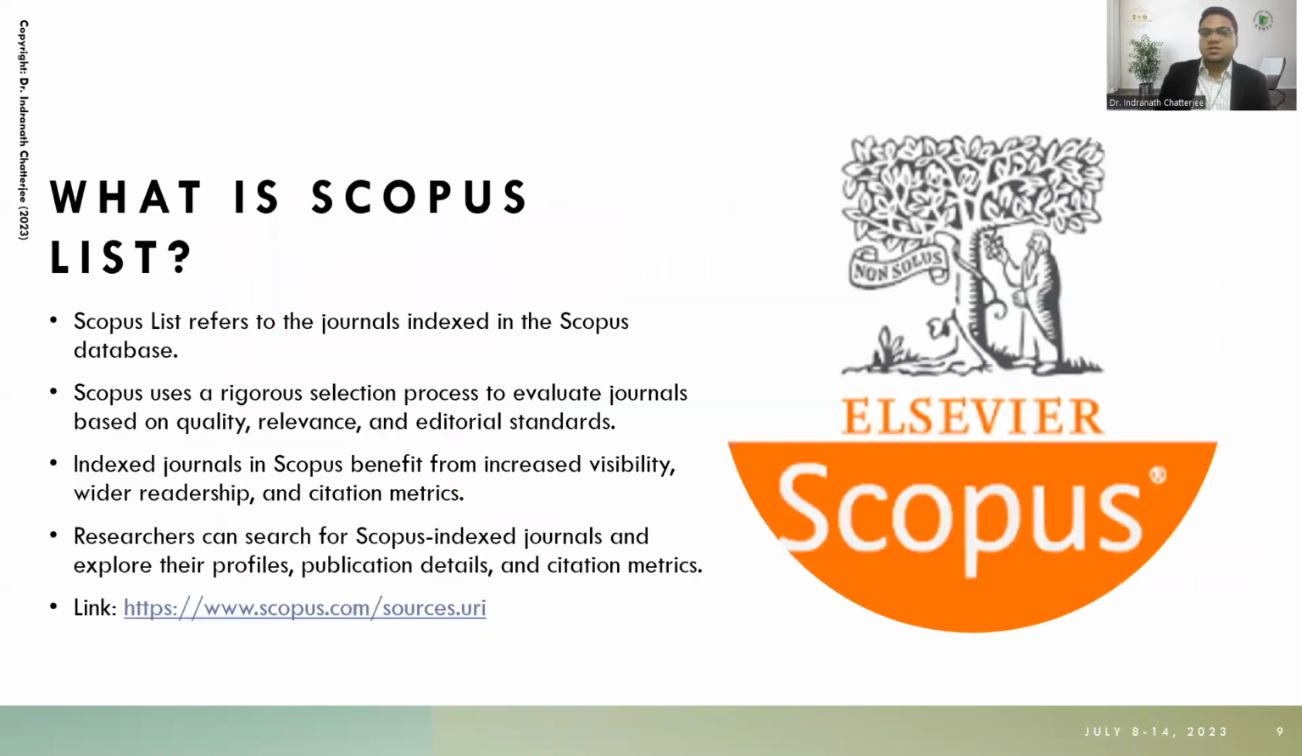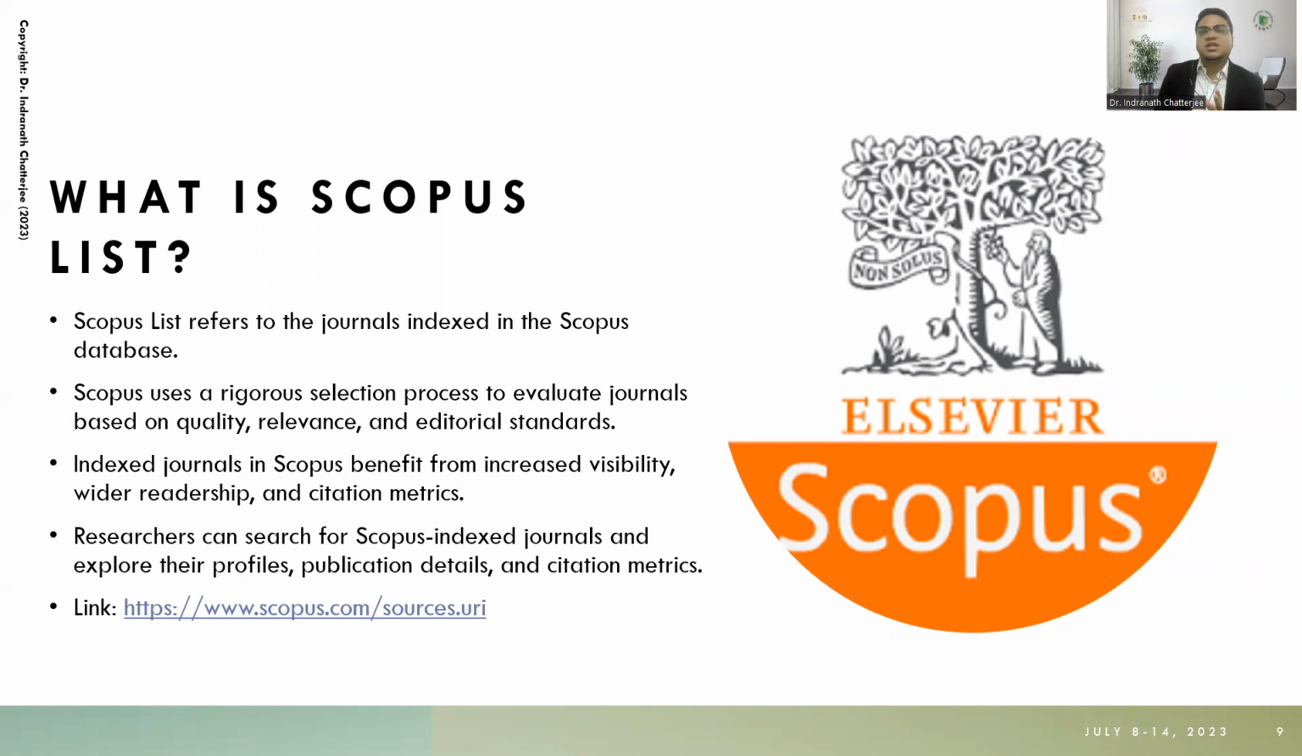And lastly comes the Scopus list. The Scopus list refers to the journals which are indexed in the Scopus database, and Scopus uses a very tight, rigorous process to evaluate journals, and it is tighter than the UGC CARE list. So whenever a journal is listed in Scopus, that means it's a decent journal. It checks the criteria for a rigorous peer review and the relevancy of the paper to the particular journal.